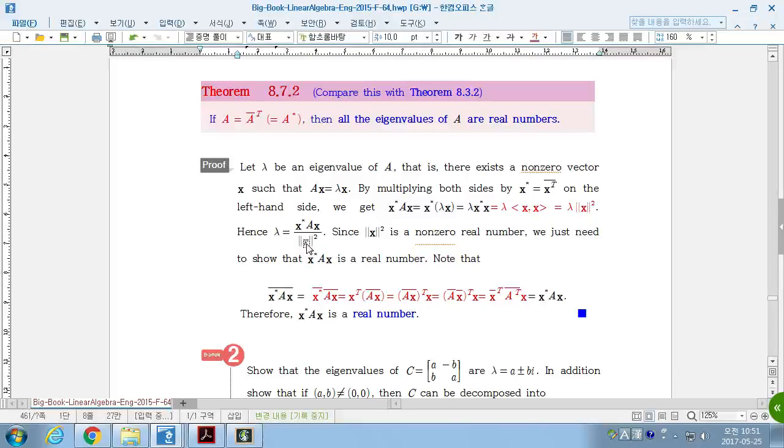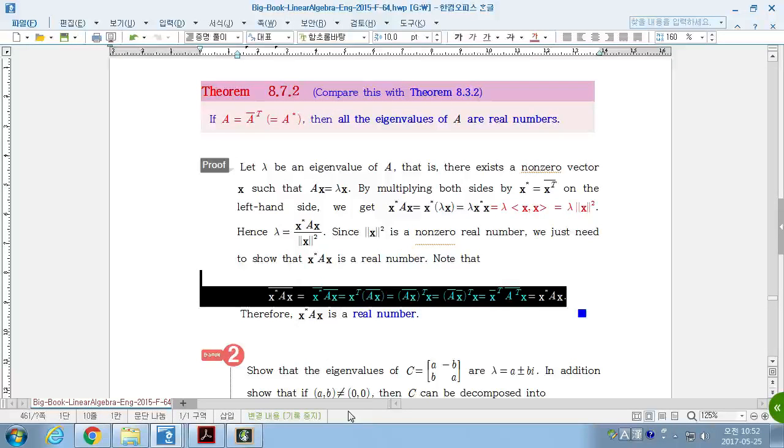Since x is an eigenvector, it is non-zero, so the denominator is not zero. All you have to show is that x star Ax is a real number, and then lambda is a real number. So all you have to show is that the conjugate of x star Ax is the same as x star Ax. If we show this, then it's done. Then lambda should be a real number.